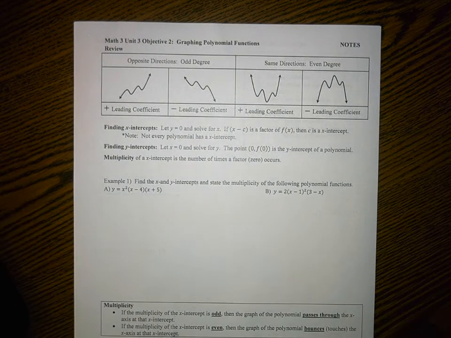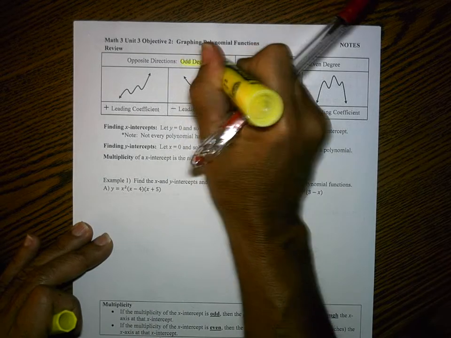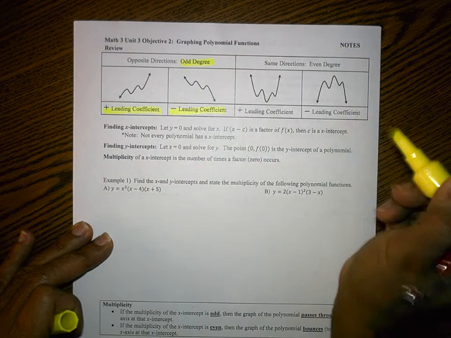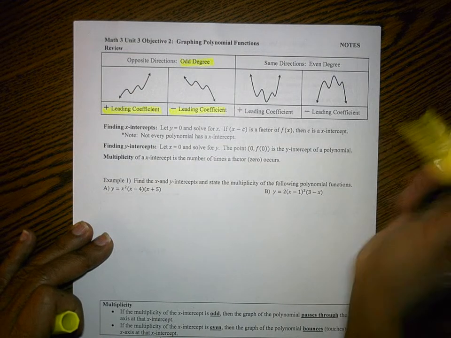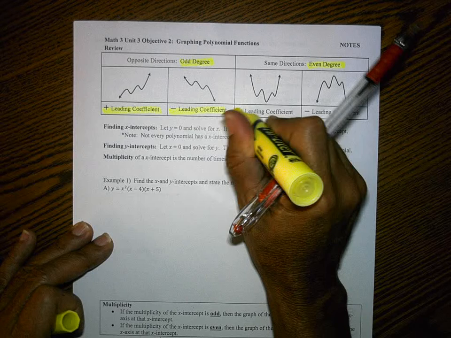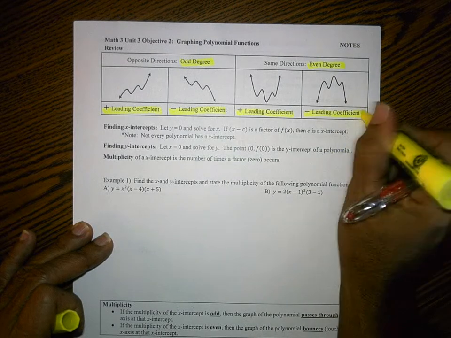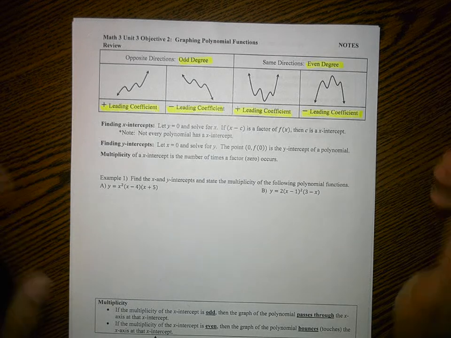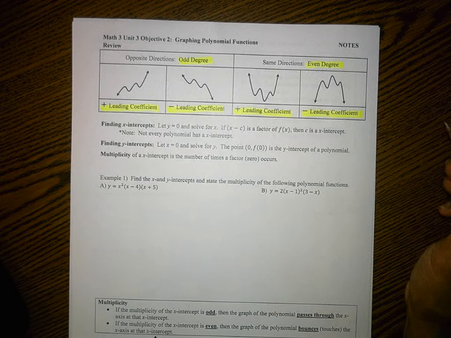So two things we need to focus on are the degree of the function, and then whether it is a positive leading coefficient or negative leading coefficient. So if it's even, we also have to check if it's a positive leading coefficient or negative leading coefficient. Those are the pieces of information we want to focus on every time a function is given to us. Today, we're going to look at the functions not in standard form. We're going to look at them in factored form.